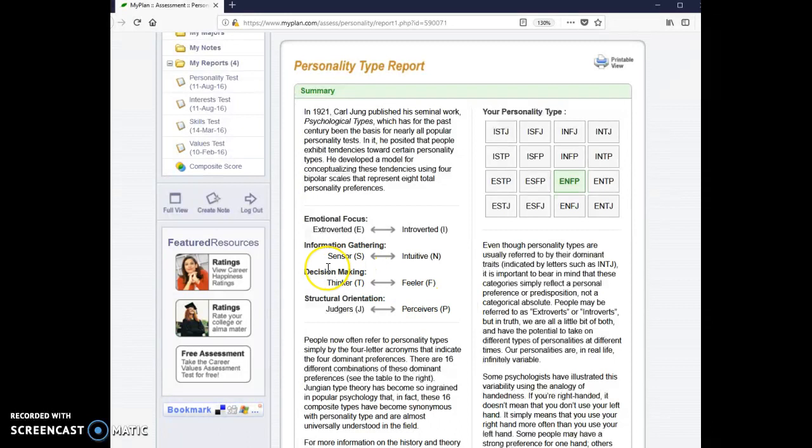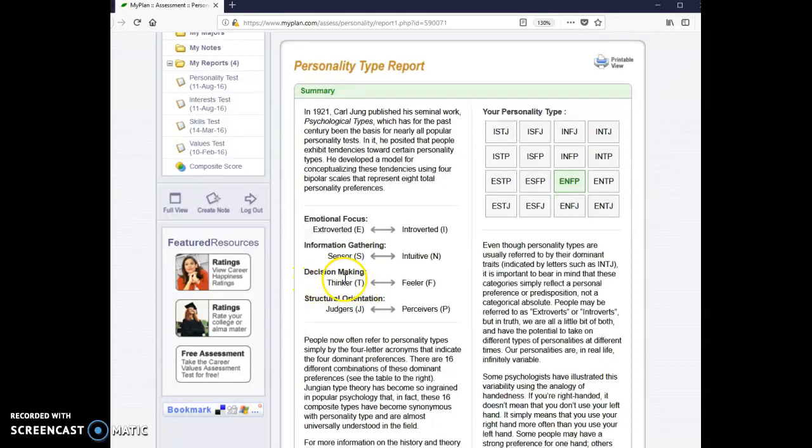The second criterion, sensing and intuition, represents the method by which someone perceives information. Sensing means that a person mainly believes information he or she receives directly from the external world. They must hear it, see it, taste it, smell it, or touch it. Intuition means that a person believes information he or she receives from seeing relationships via insight and intuition.